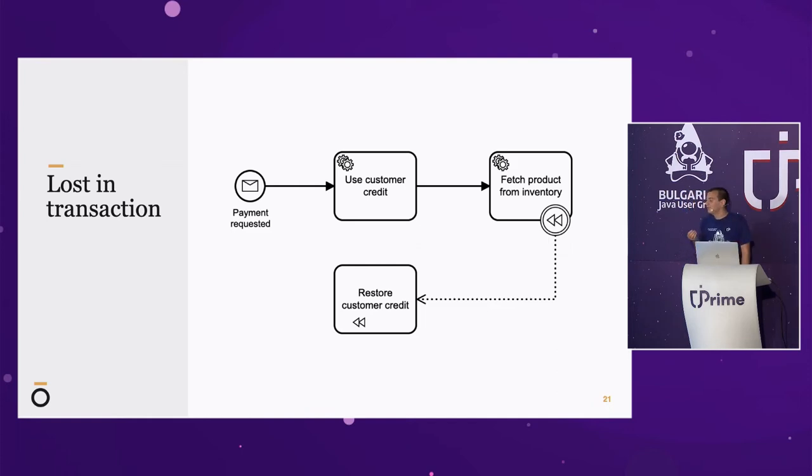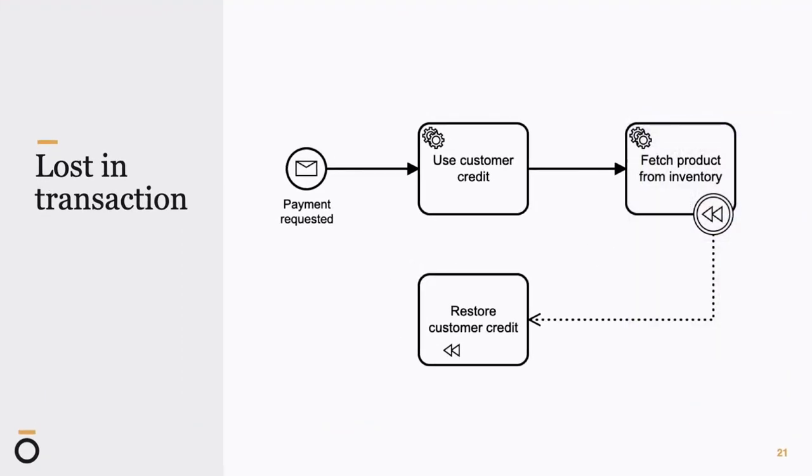However, what happens if during the fetching from the inventory there's an error and we need to roll back the whole transaction? This is not possible. In a distributed environment, it's not possible since these can be several different services. So what we need to do is do a compensating action. In this case, we used the customer credit, so we should restore the customer credit. However, the act of restoring the credit can also fail, since, again, that's a service and it could, again, not work at some point in time.